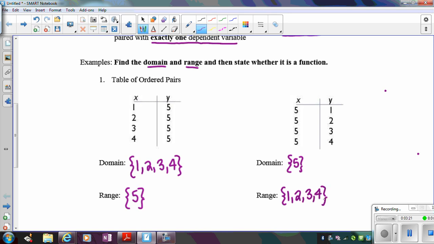Now if we compare these, one of these is a function and the other is not. For the function, remember what it means is each input can only have one output. So 1 can only have one possible number that it gets paired to, which it does. It gets paired to 5. 2 can only get paired to one possible number, which it does. It's 5. So for this one, each of these input values gets paired with only one output. So this one is a function.